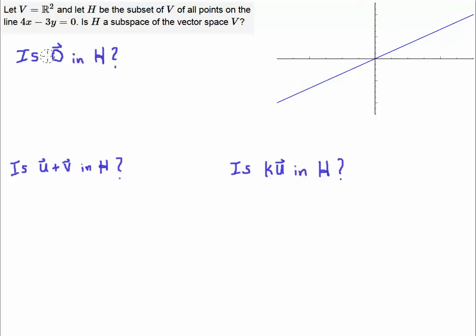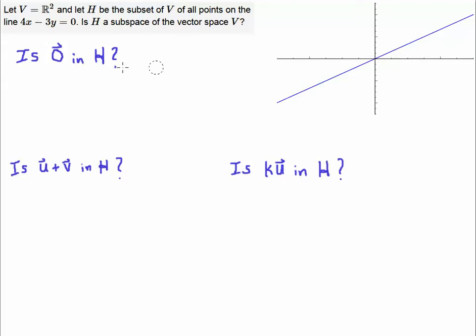Hello students, in this video we're going to consider a set H, which is the set of points that constitute this line. That set will be called H. It's defined by this line, 4x minus 3y equals 0. We're going to determine whether or not that set of points is a subspace of the vector space V, where V is R2, that is the Cartesian plane. That's your xy coordinate system here. So is this line a subspace of this space here, the Cartesian plane?